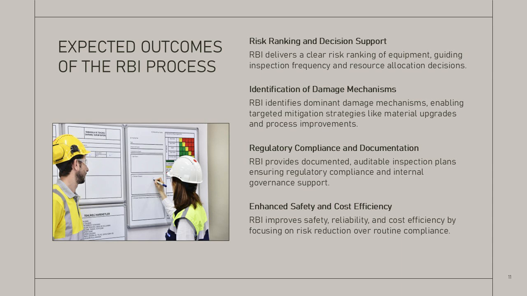RBI also provides a documented and auditable basis for inspection planning, supporting regulatory compliance and internal governance requirements. Ultimately, the RBI process contributes to improved safety, reliability, and cost efficiency. By focusing efforts on risk reduction rather than routine compliance, organizations can achieve better integrity outcomes while optimizing operational expenditure. These benefits align directly with the intent and guidance of API recommended practices.